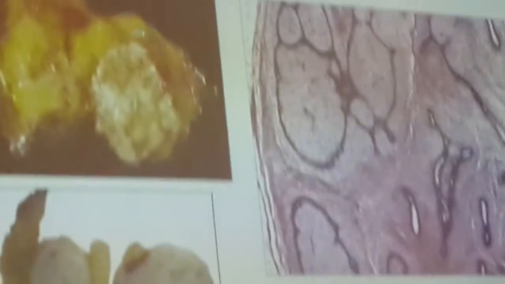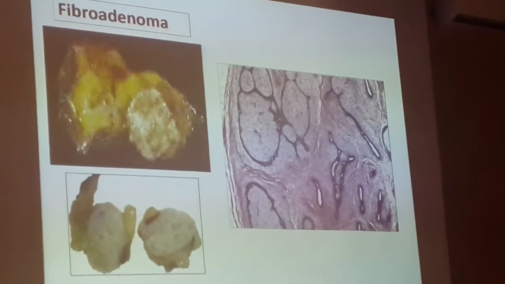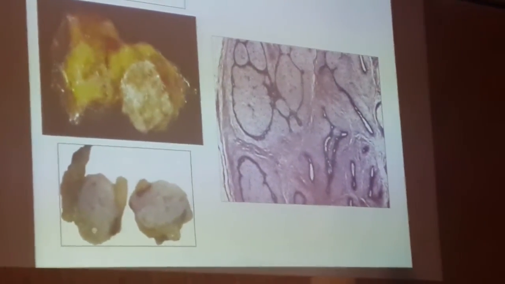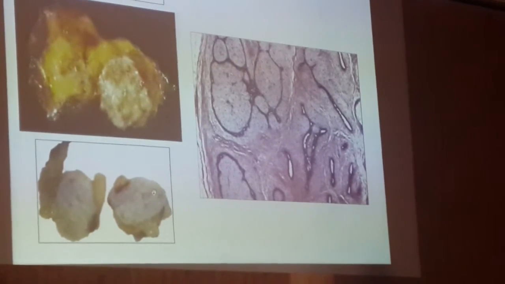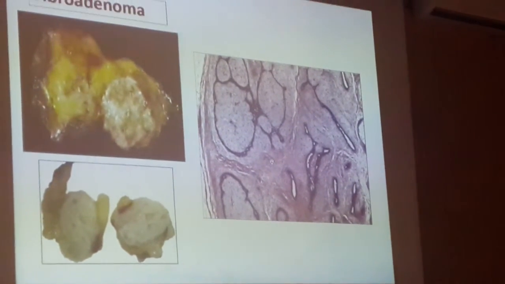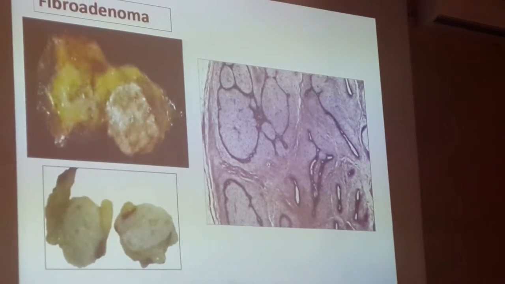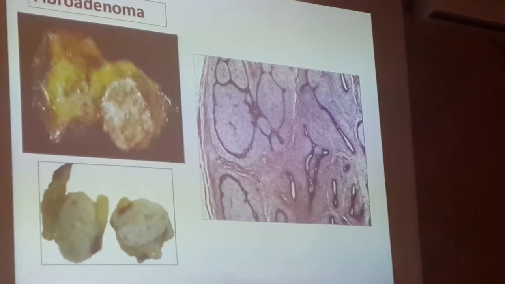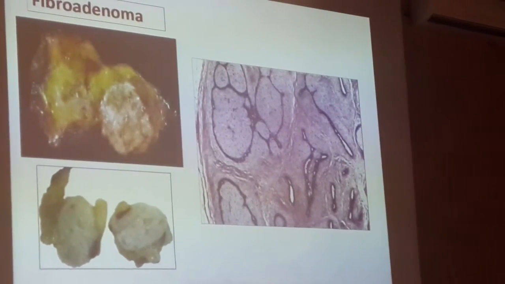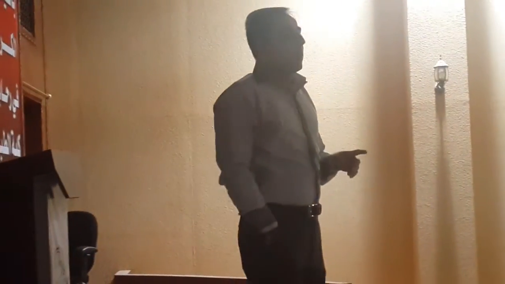Fibroadenoma. All of you know. This is fibroadenoma, grayish white, and this is fibroadenoma here. Which type? What are the two types of fibroadenoma? Intracanalicular and pericanalicular. Very good.